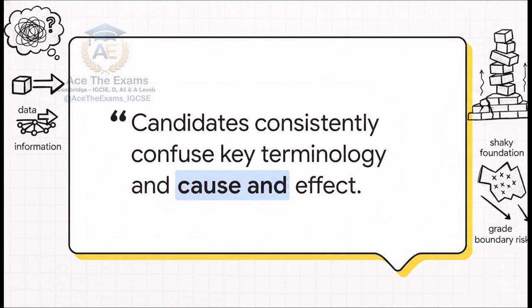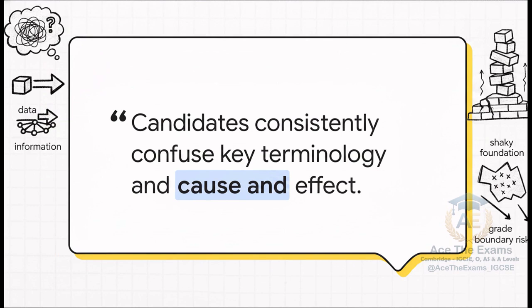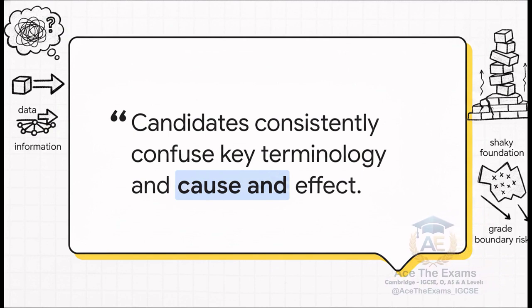Check out this direct quote from the principal examiner report. Candidates consistently confuse key terminology and cause and effect between data and information. Look, this isn't just some minor slip-up, it's a massive hidden grade boundary risk. When you define these terms incorrectly right at the start of an extended response, you are instantly bleeding marks. You're basically telling the examiner right out of the gate that your foundational knowledge is shaky at best. And when the foundation is shaky, the whole extended response just collapses.